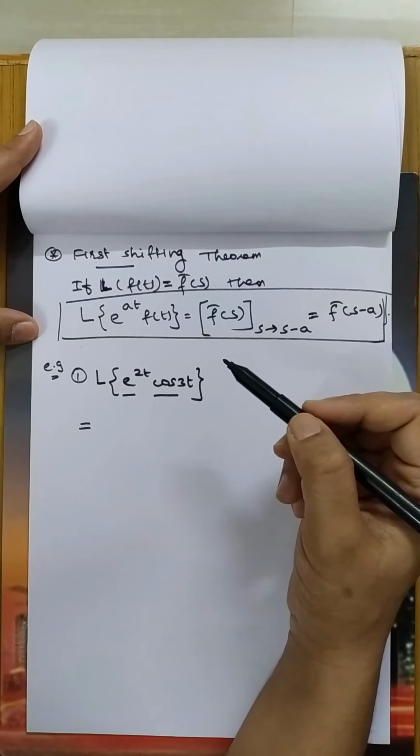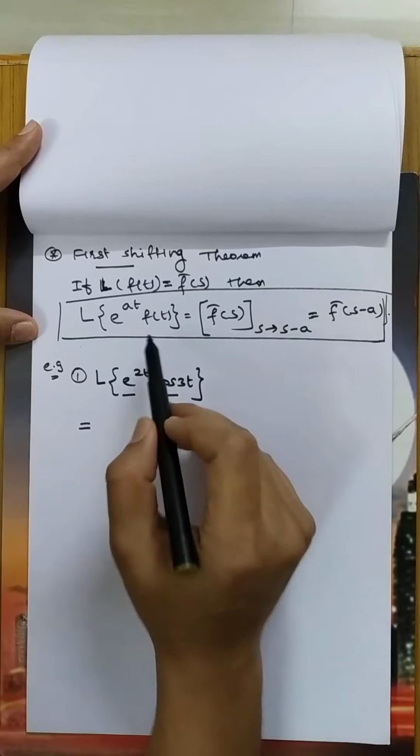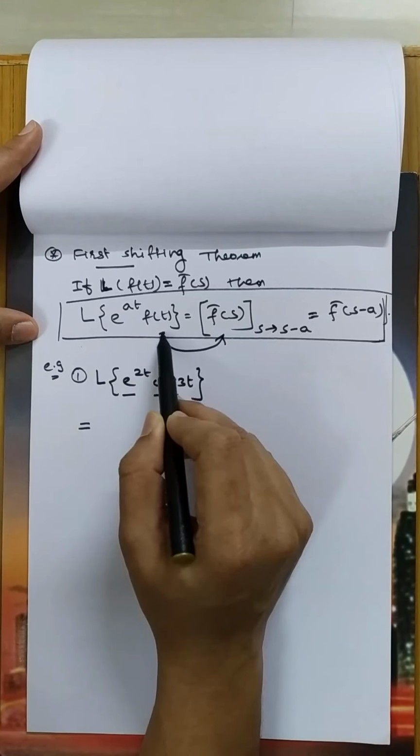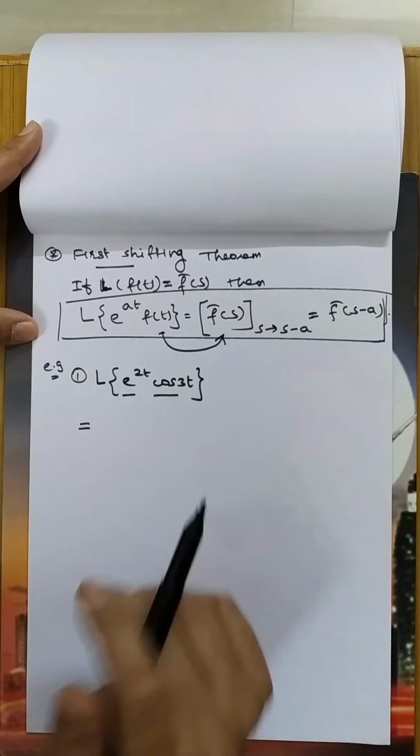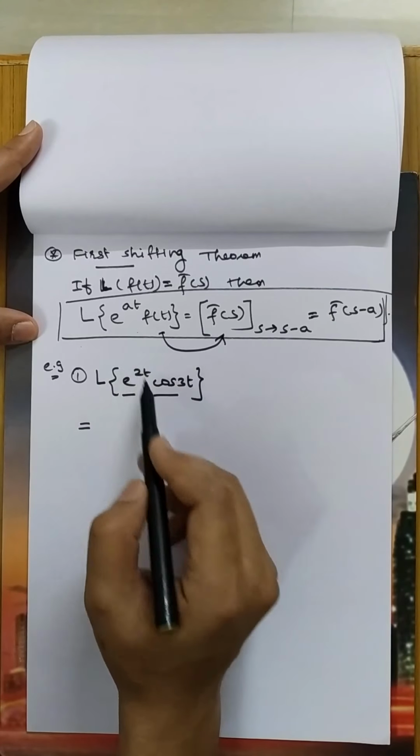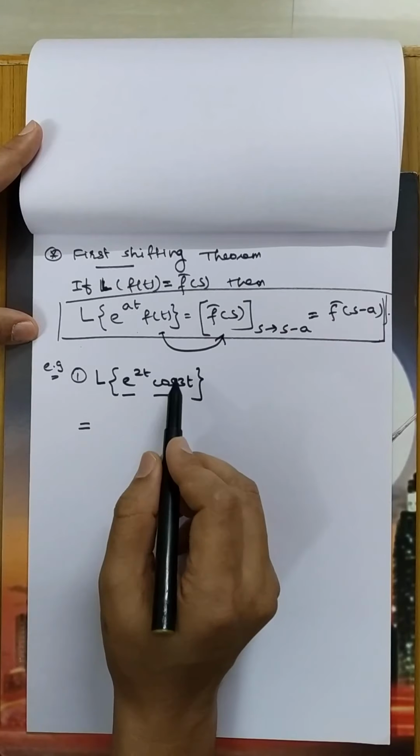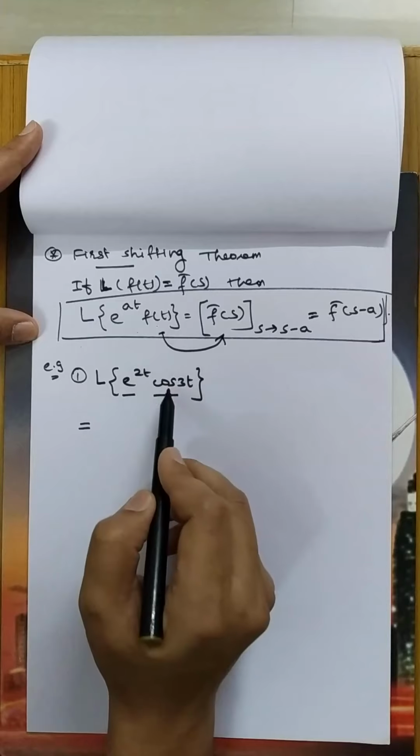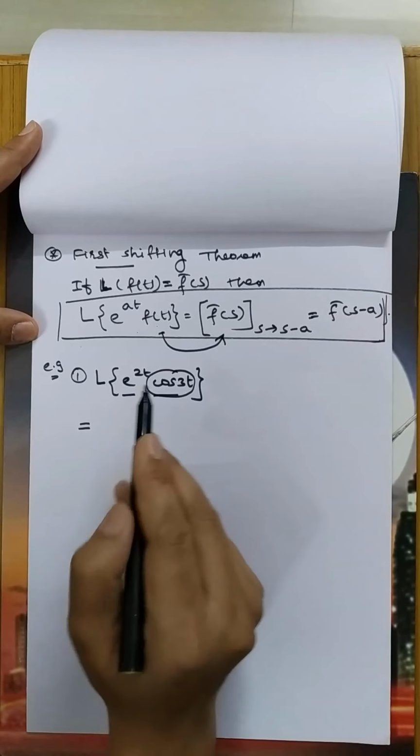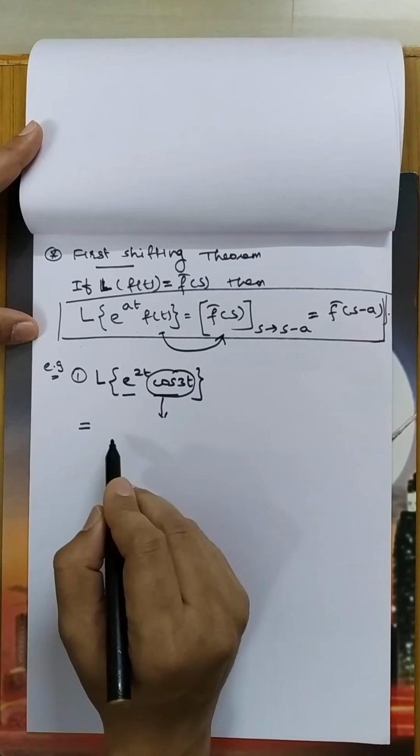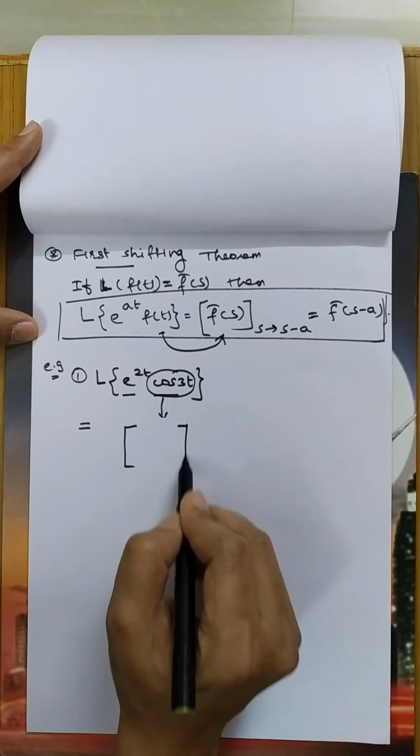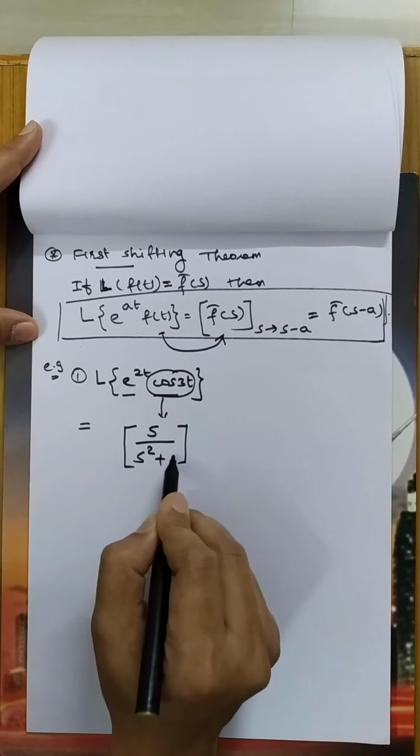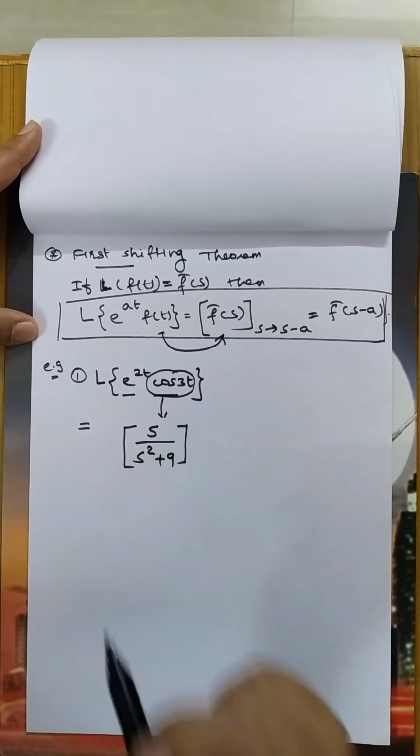Now how to apply the Laplace transform? As per the definition, first you need to take the Laplace of f(t), which is known as f bar s, and then we will apply shifting. So compare with this formula and identify what is f of t. e raised to at, e raised to 2t is there, so cos 3t is f of t. So first think about cos 3t. What is Laplace of cos 3t? s by s square plus 9. So f bar is this.